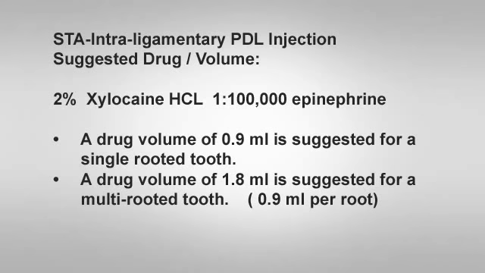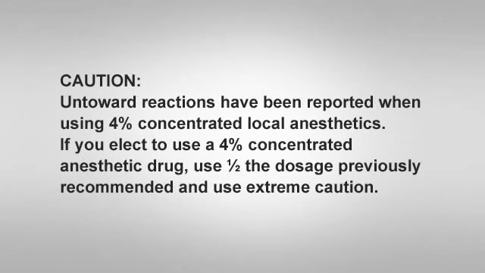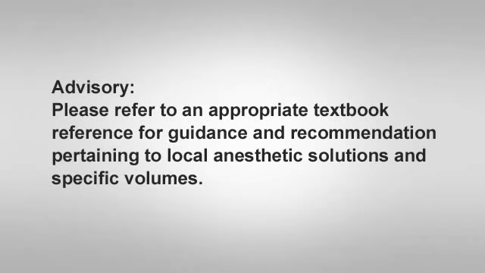The suggested drug and volume for performing the STA intraligamentary injection is 2% xylocaine HCl, 1 part per 100,000 epinephrine. A drug volume of 1/2 cartridge or 0.9 milliliter is suggested for a single rooted tooth. For a multi-rooted tooth, 1/2 cartridge or 0.9 milliliter of anesthetic for each of the mesial and distal roots may be administered for a total of 1.8 milliliters for a multi-rooted tooth. If you elect to use a 4% concentrated local anesthetic drug, such as 4% articaine HCl, use half the dosage previously suggested and use caution when using these medications. Please refer to an appropriate textbook reference source for guidance and recommendation pertaining to local anesthetic solutions and specific volumes.